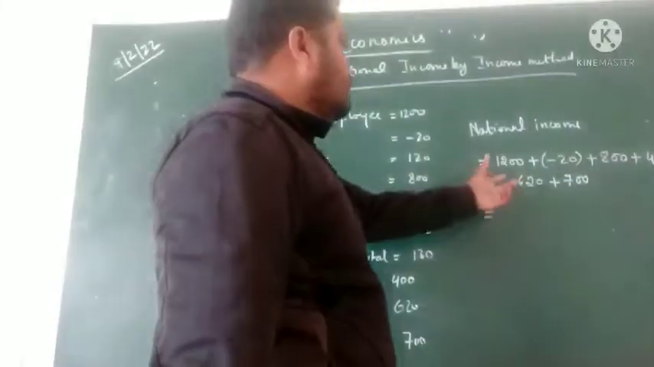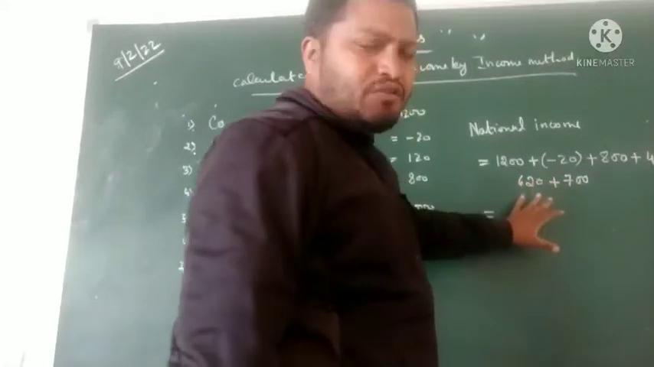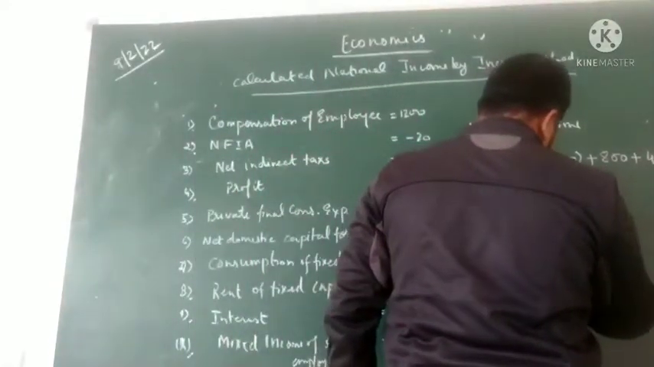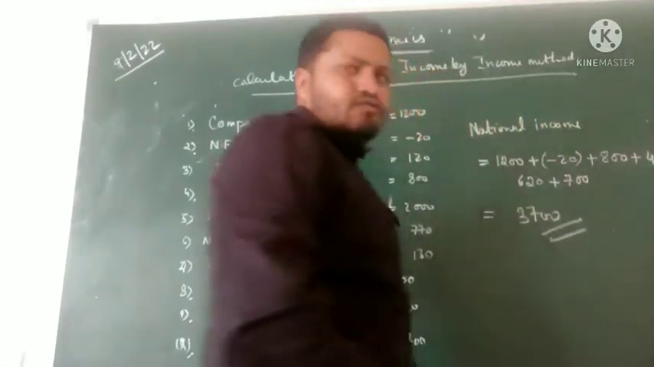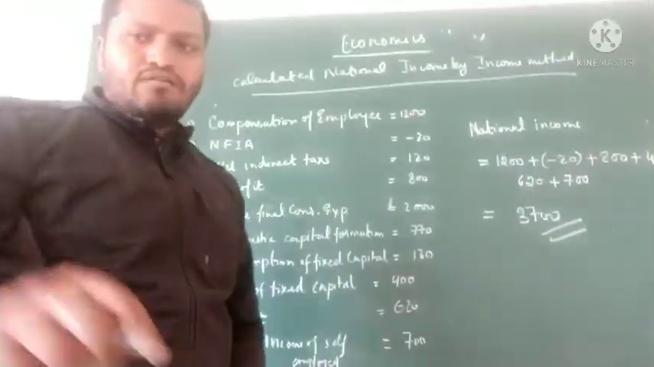So after calculating all these terms, meaning after calculating this equation, the answer we get will be 3700, that is the national income. So let's take another example for the calculation by the income method.